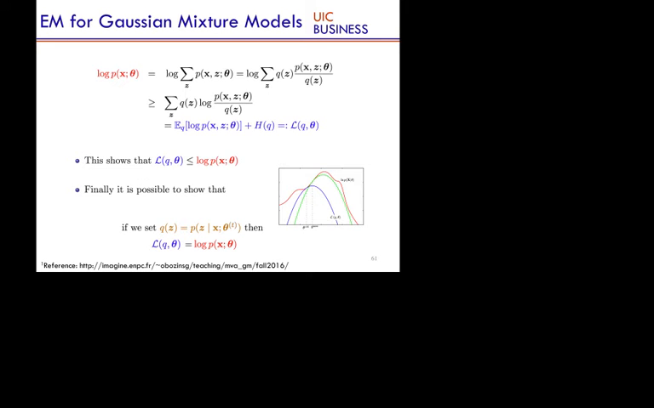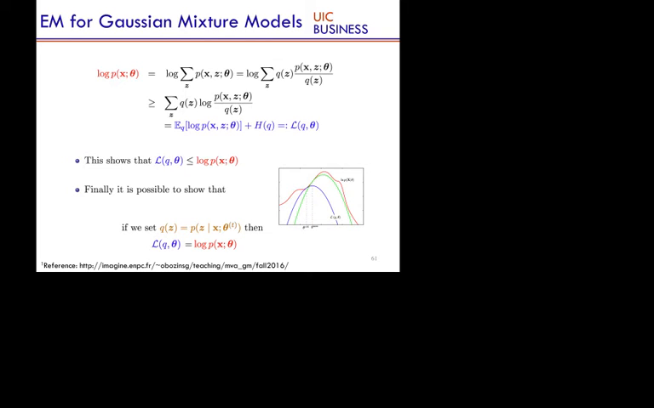So let's look at the log of the probability of x given theta. This is a marginal distribution. Theta is the set of pi's, means, and variances. The joint p of x comma z, given theta, is marginalized over the z's, which are not observed. Now I'm going to introduce, multiply and divide by, an object q.